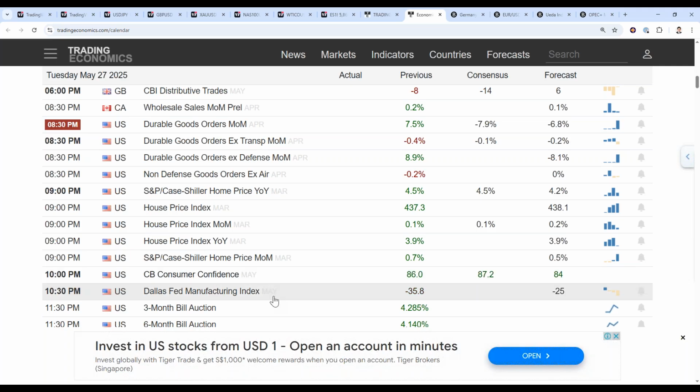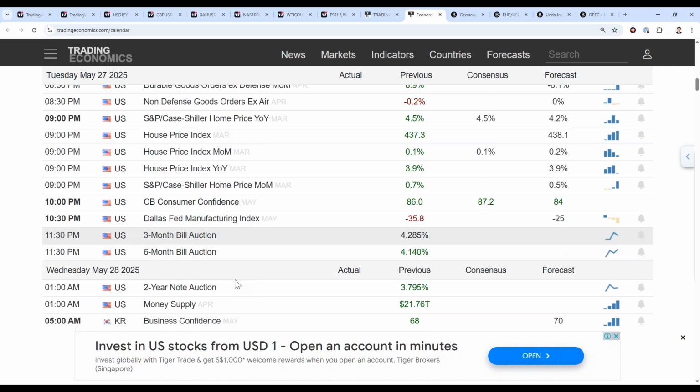Whereas interestingly, market participants are expecting a slight minor improvement to 87.2 from 86. So that could also potentially influence the major dollar pairs and the major US stock indices upon the release of today's Conference Board consumer confidence data for May out at 10 p.m. Singapore time.